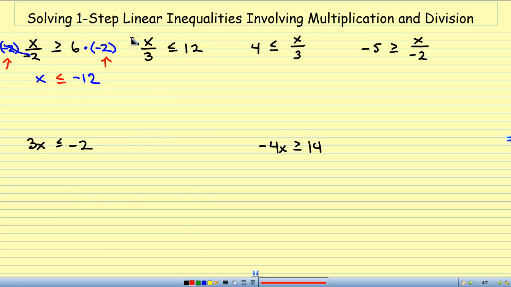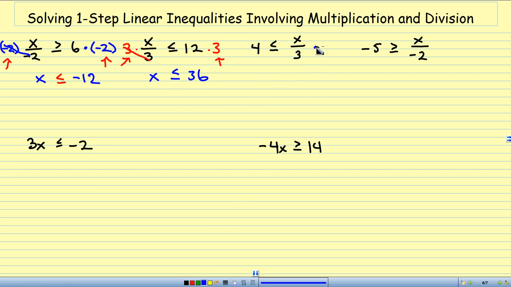For this one, times it by 3. That cancels out division by 3. It's multiplication by 3. Cancels it out. And notice, they're both positive. So I have x less than or equal to 36 because they're both positive. I don't switch the direction of the inequality.